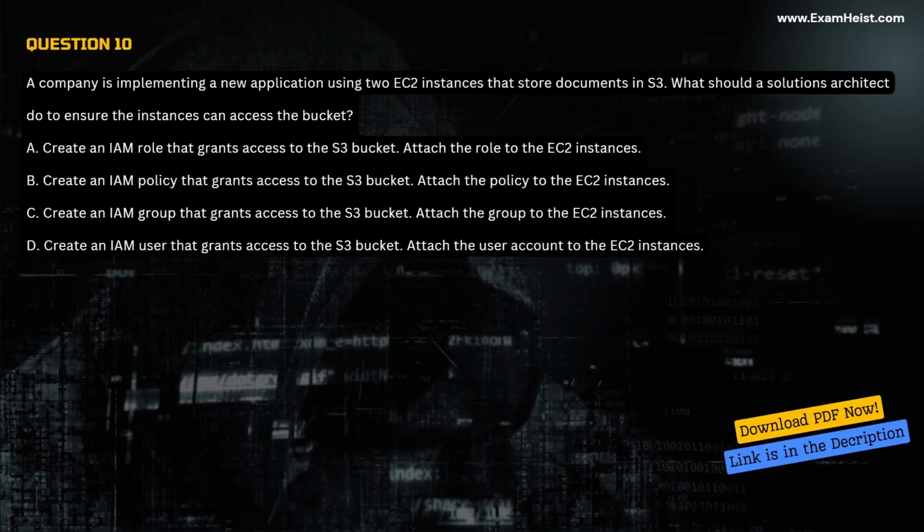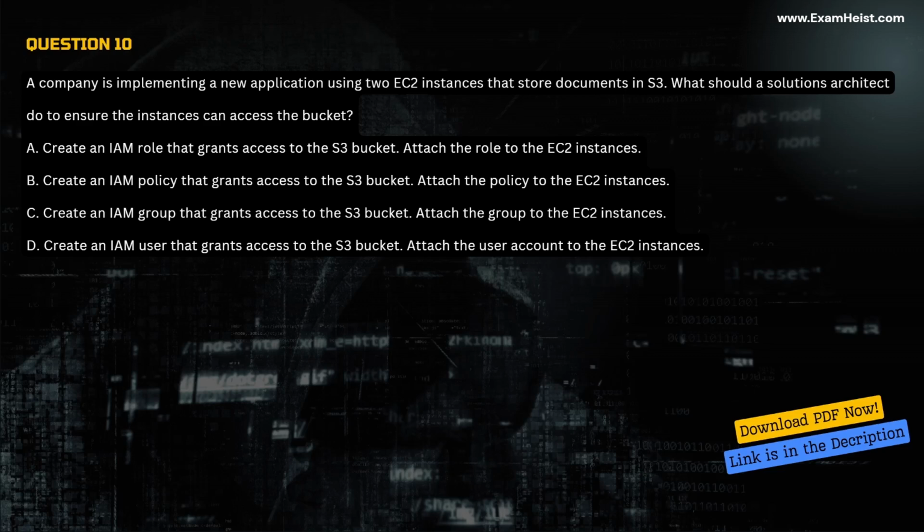Question 10. A company is implementing a new application using two EC2 instances that store documents in S3. What should a solutions architect do to ensure the instances can access the bucket? A. Create an IAM role that grants access to the S3 bucket. Attach the role to the EC2 instances. B. Create an IAM policy that grants access to the S3 bucket. Attach the policy to the EC2 instances.